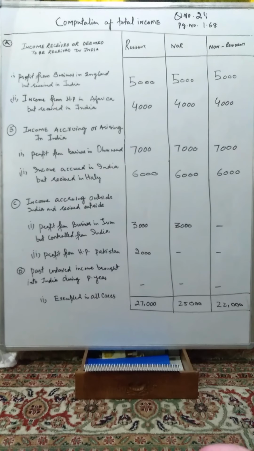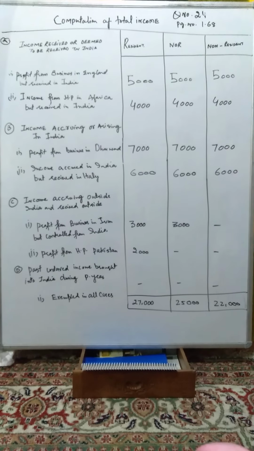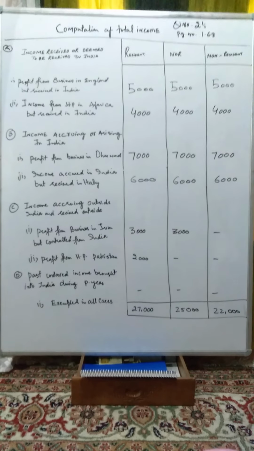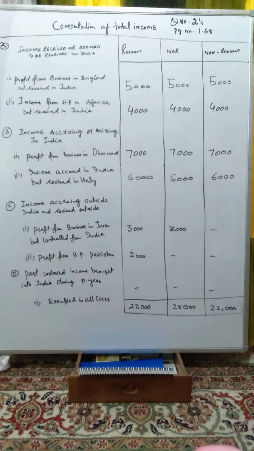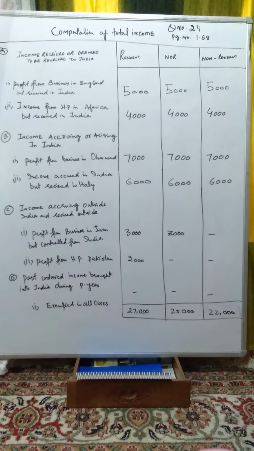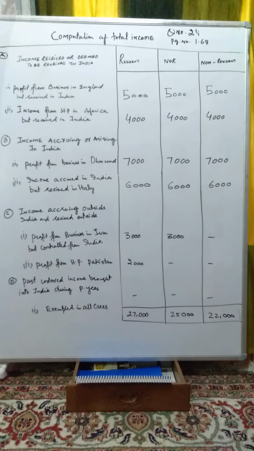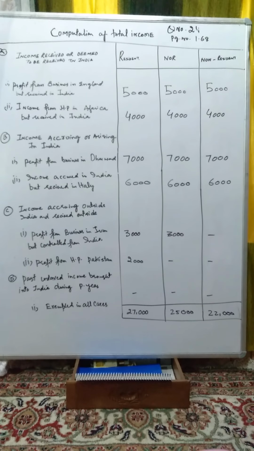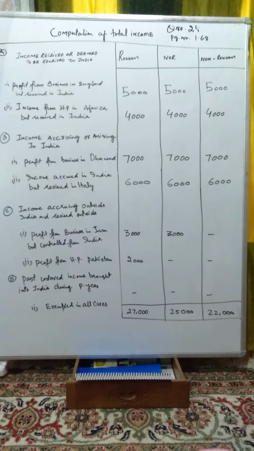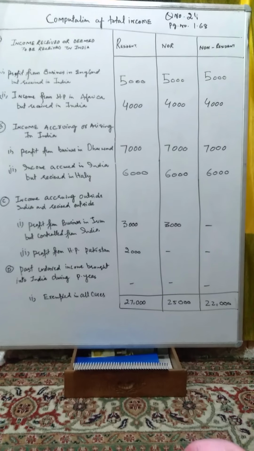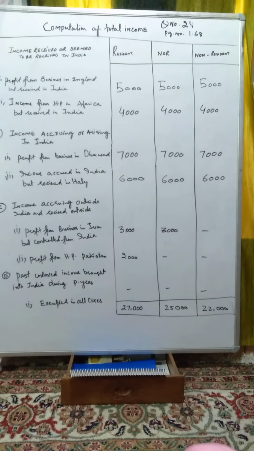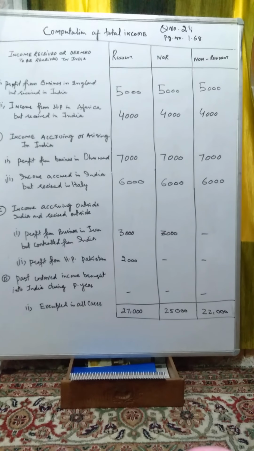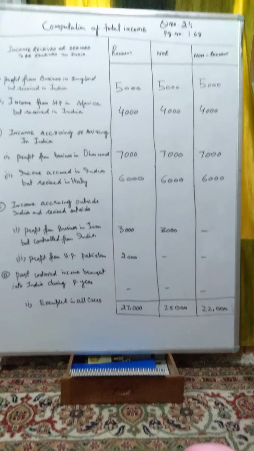So friends, this is our question number 24, page number 1.68. Again, we have to calculate which part of income is taxable to resident and which part of income is taxable to not ordinary resident and non-resident. Since among all the items given, we have to identify which is Indian income and which is foreign income. The basic rule is that if either accrual or receipt is in India, then it is Indian income. If both are outside India, then it is foreign income.